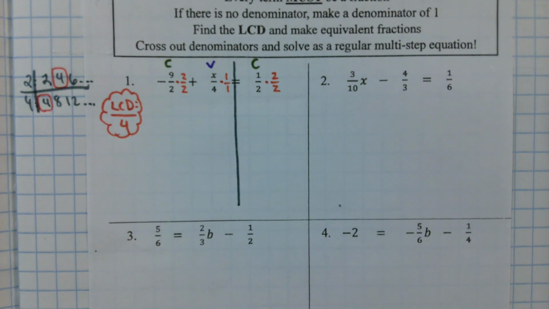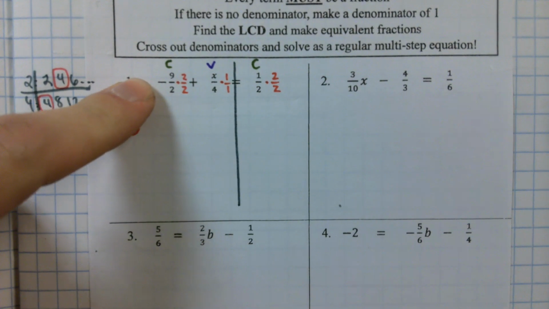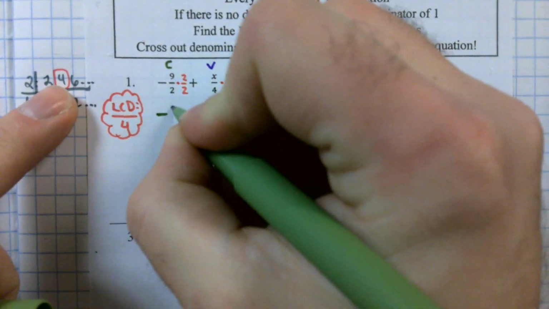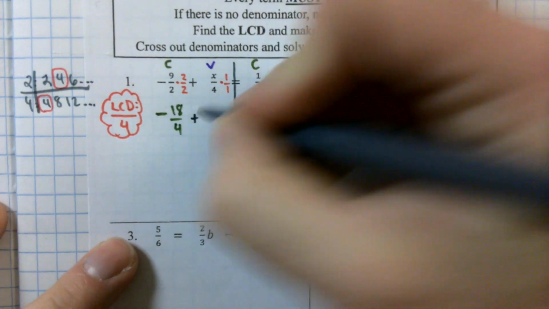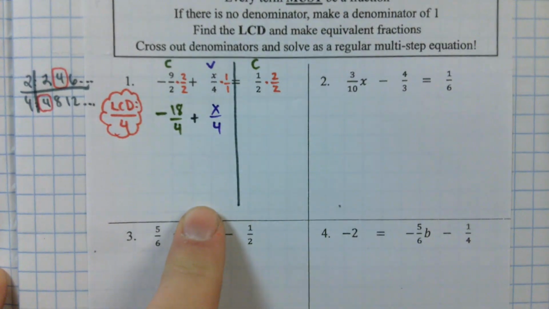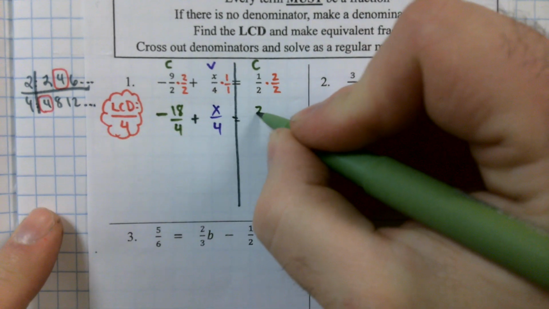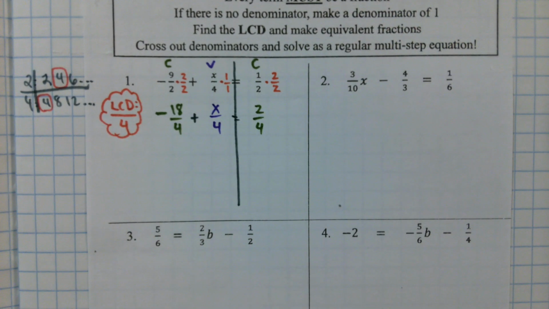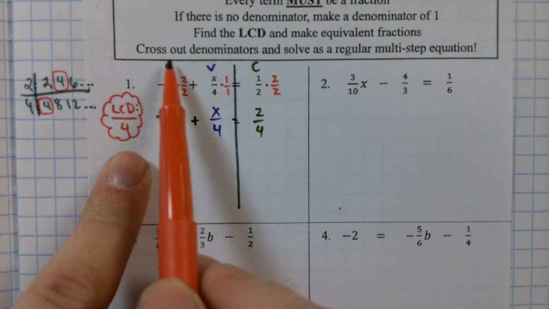All right. Take a look. This first term now becomes what? Negative 18 over 4. Okay. Plus, does my middle term change at all? No. X over 4. And what does my last term become? 2 over 4. Do all of my terms have the same denominator now? Yes, they do. What can I now do with those denominators? I can add and subtract.